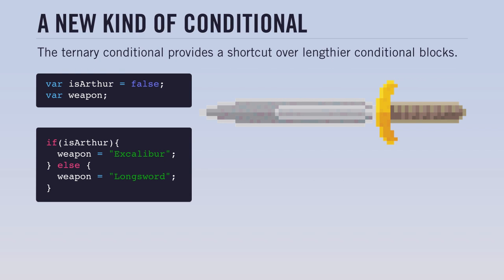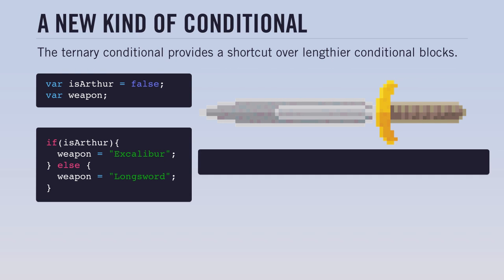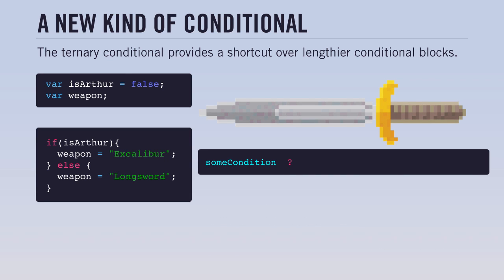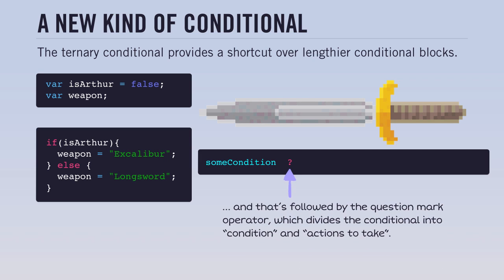To build a ternary conditional, the first thing you'll do is place a condition down at the front of your ternary conditional build. Following that condition is going to be a question mark operator. That's going to divide the ternary conditional into the condition and the actions to take.